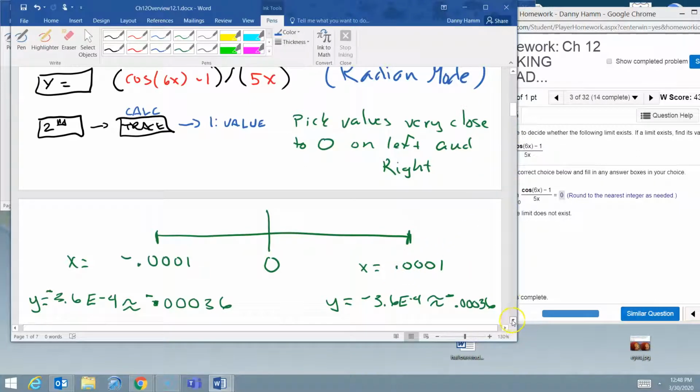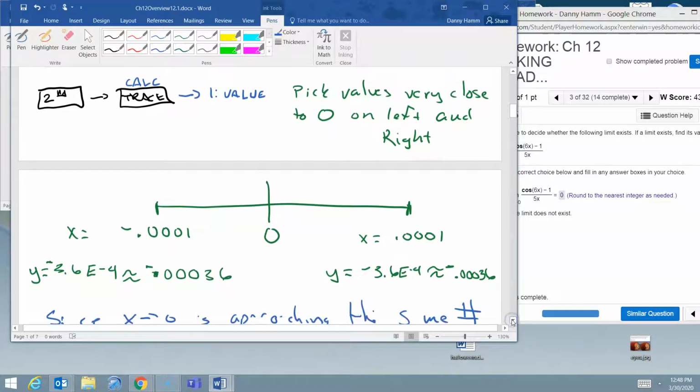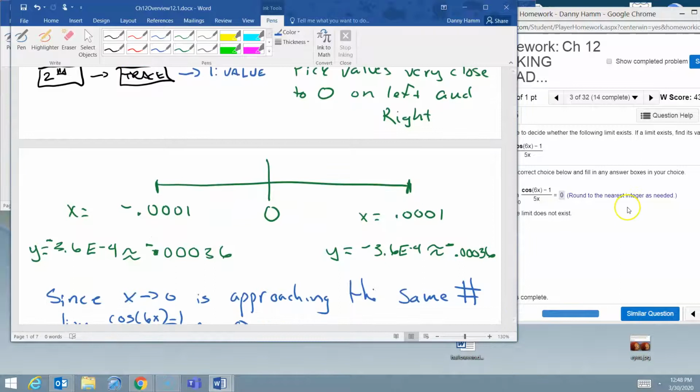If it's the same number, then I can conclude that the limit does exist. In this case, it's wanting us to round to the nearest integer. In your calculator, you might get it written in scientific notation. So you have negative 3.6 e to the negative 4th, which as a written out decimal is negative 0.00036. And that's when I plugged in negative 0.01.